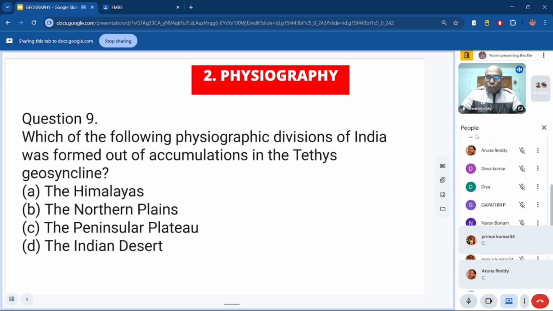Then, which of the following physiographic divisions of India was formed out of accumulations in Tethys geosyncline? It is believed that the part in which we are living, once it was a Tethys ocean, so the Himalayas arose. When the Indo-Australian plates collided, the Indian subcontinent was pushed towards the northern side, and because of the push, the tectonic plates rose into folded mountains. So Himalayas are the young folded mountains.